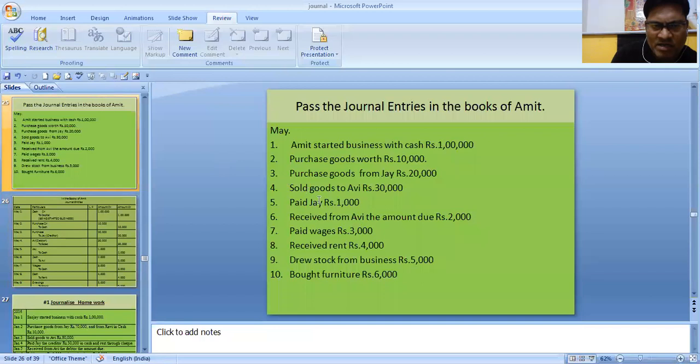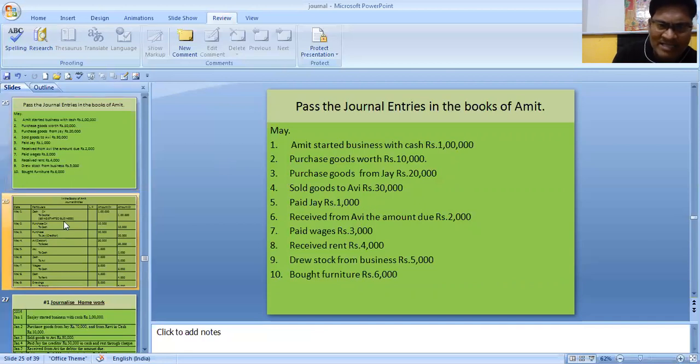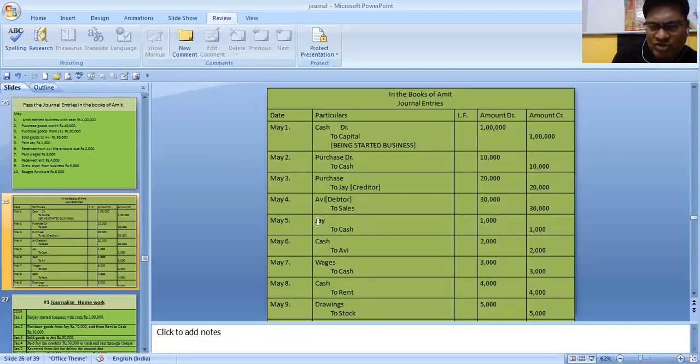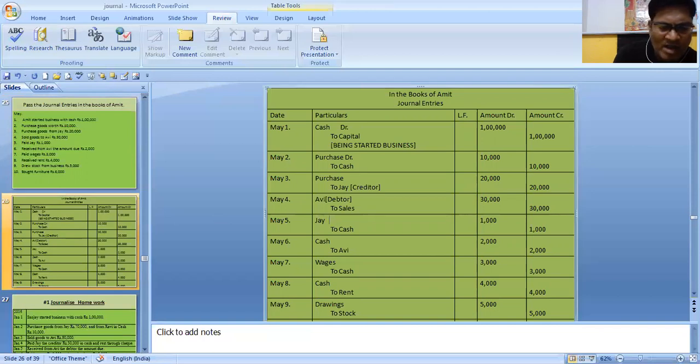Now May 5th, paid Jay 1,000. Jay, who was our creditor, we are paying him. So our creditor is reducing. Creditor reduces, so we debit it. Remember, creditor reduce, debit. Or we can say Jay is the receiver, so Jay will be debited. And cash is going out, that's why credit. So Jay account will be debit, and cash account will be credit.